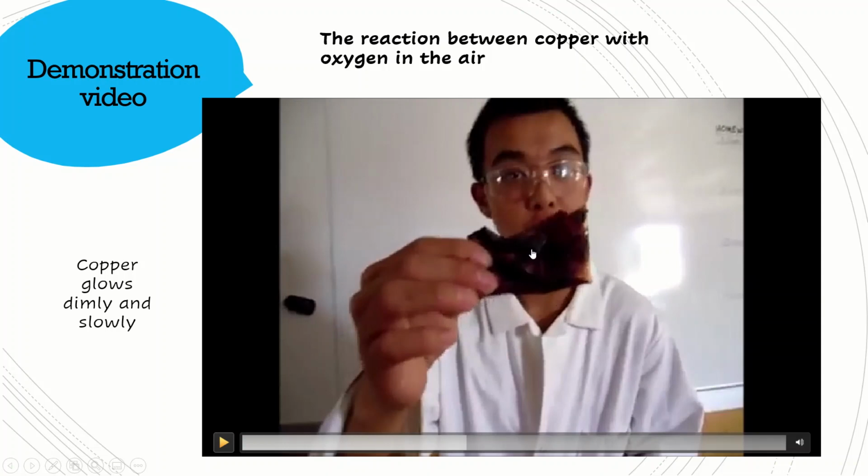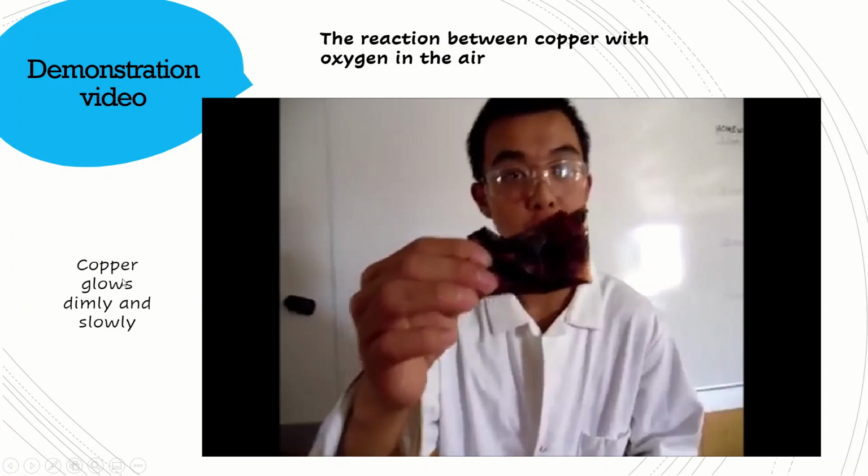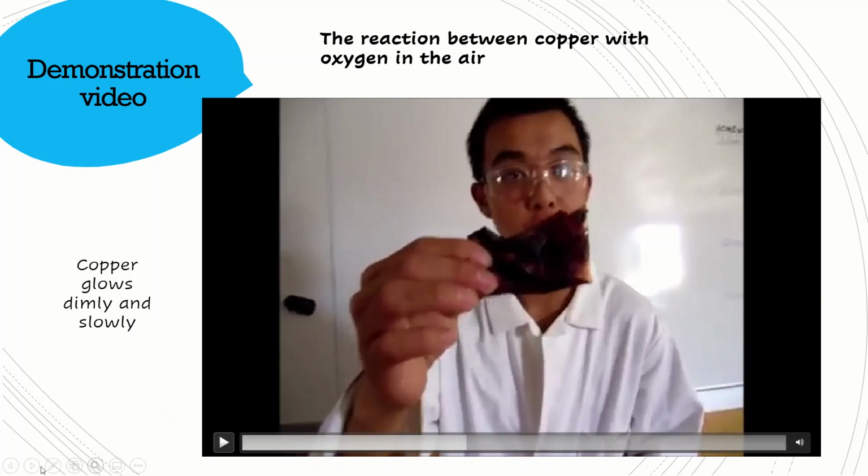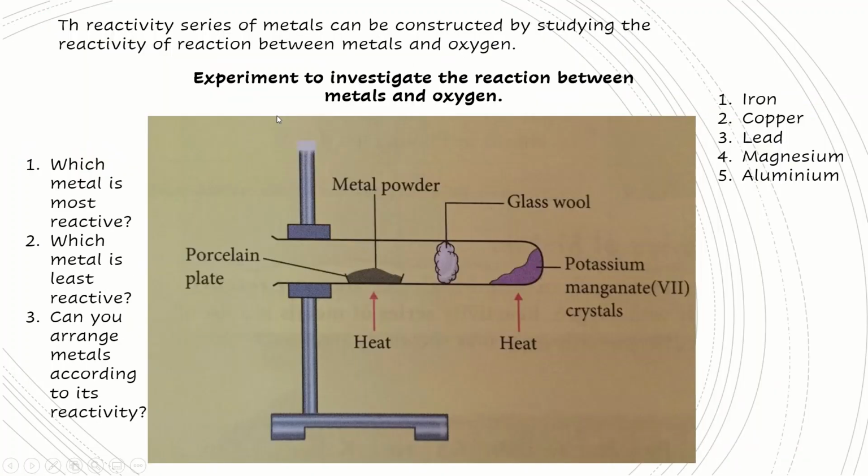Copper oxide terhasil daripada copper bertindak balas dengan oksigen jadi copper oxide. So we can see that the reaction between copper with oxygen in the air, copper glows dimly and slowly. Okay. The reactivity series of metal can be constructed by studying the reactivity of reaction between metals and oxygen. Okey, maksudnya the reactivity series of metal ni kita sendiri yang boleh construct dia, kita sendiri yang boleh susun dia by studying the reactivity of reaction between metals and oxygen.